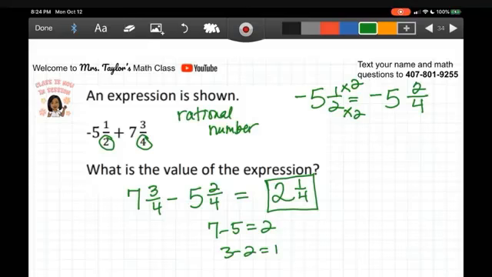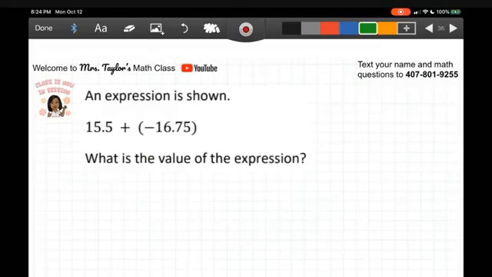Let's go to the next problem. So for this one here, again, these are rational numbers. Okay, so it says that an expression is shown. What is the value? So you have 15.5 plus negative 16.75. Now, with this, you're going to subtract because they are different signs. So I'm just going to come over here and do regular subtraction.